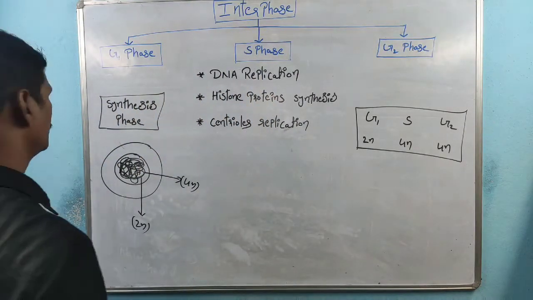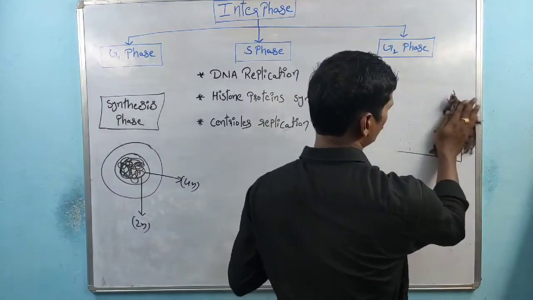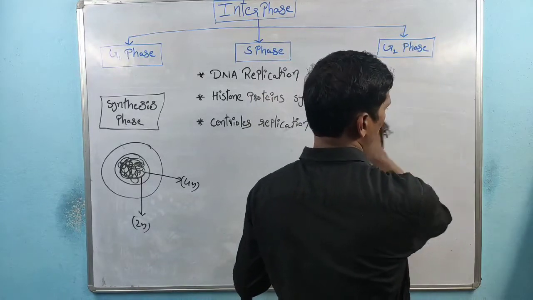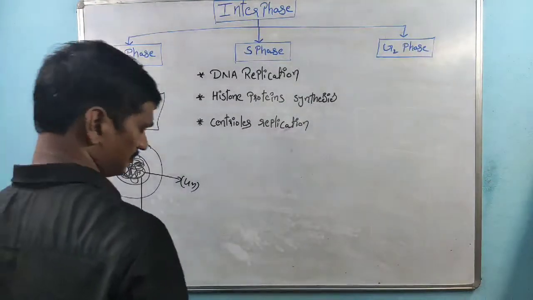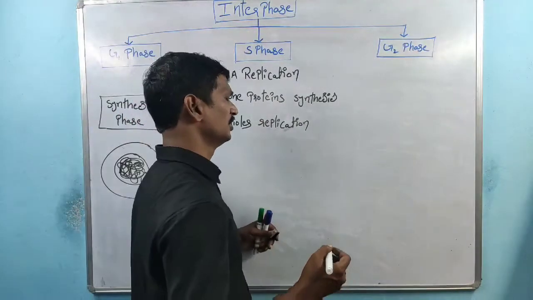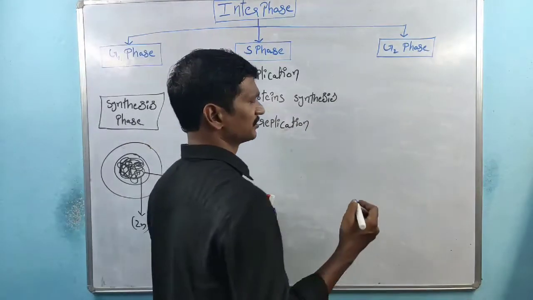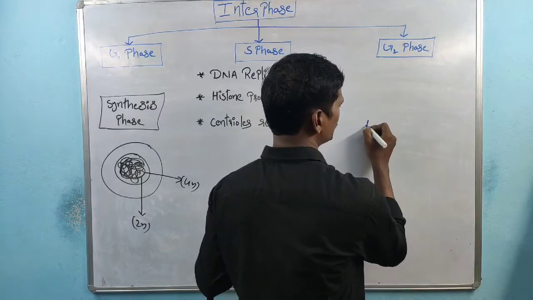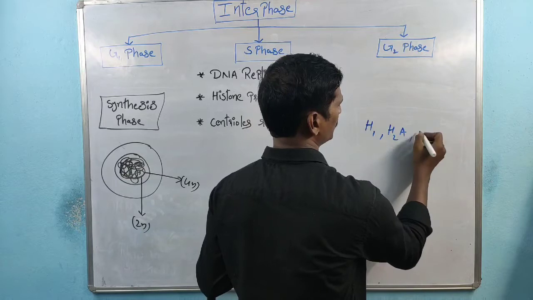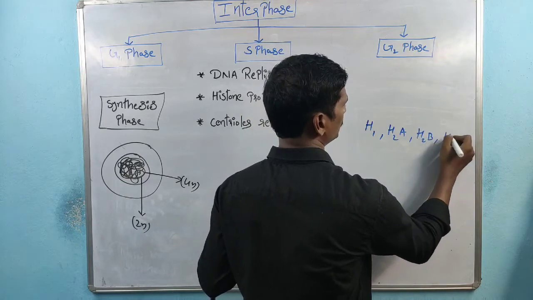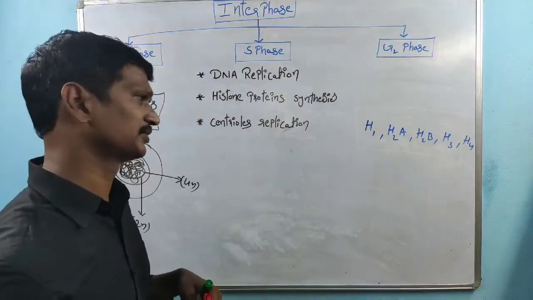Coming to the next point, histone protein synthesis. What are histone proteins, and what functions are performed by the histone proteins? Within the cell, the histone proteins are synthesized in the cytoplasm. There are H1, H2A, H2B, H3, and H4. These are the types of histone proteins.